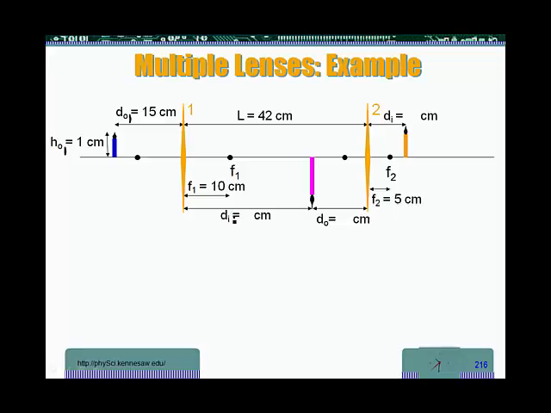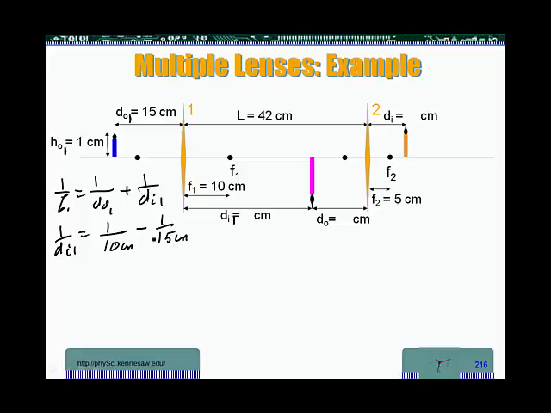To do that we use the lens equation. 1 over f1 is equal to 1 over DO1 plus 1 over DI1. So 1 over DI1, what we are solving for, is equal to 1 over f, which is 1 over 10 centimeters, minus 1 over DO1, which is minus 1 over 15 centimeters.